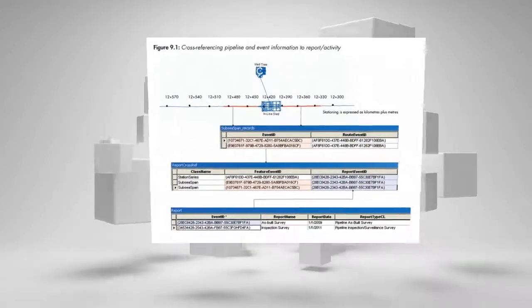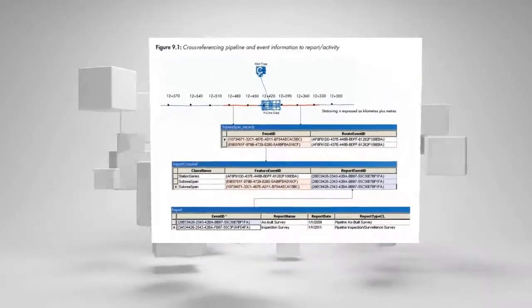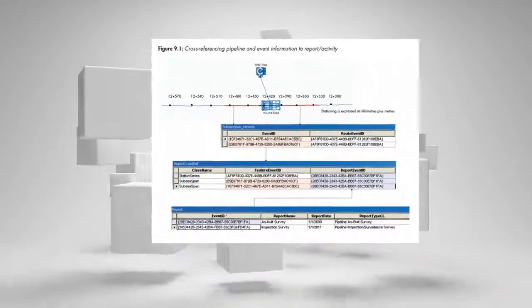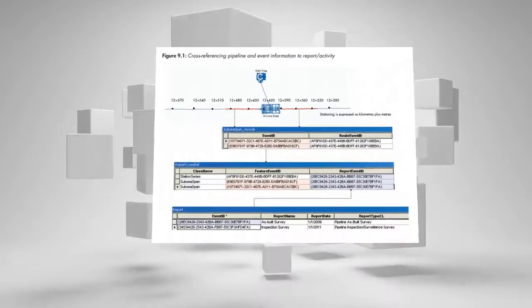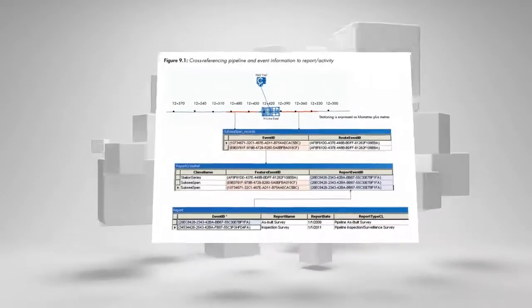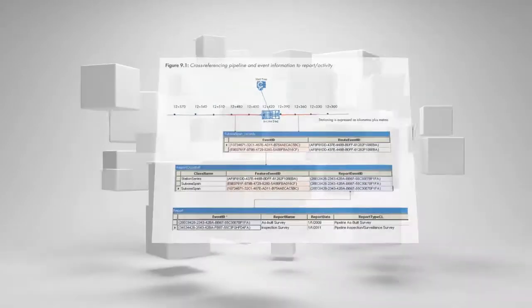The following core elements are common between PODS relational, PODS spatial and APDM: pipeline centerline/hierarchy management, document storage, report/activity management, site/facility management.